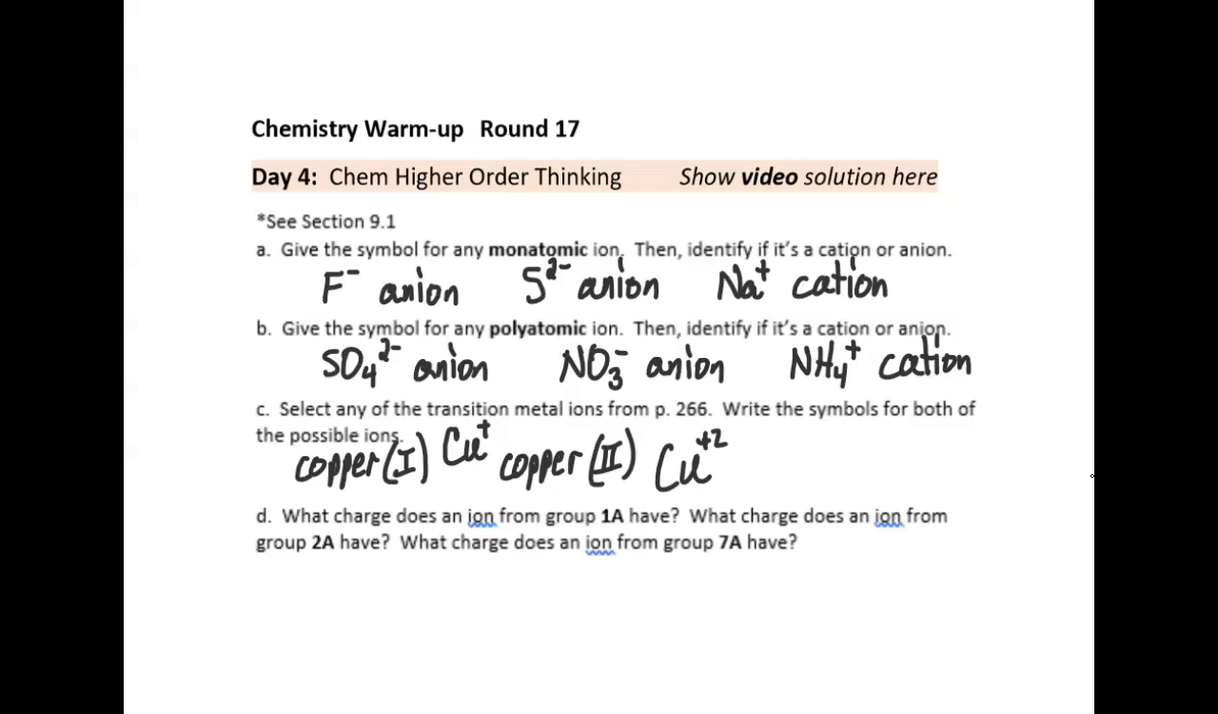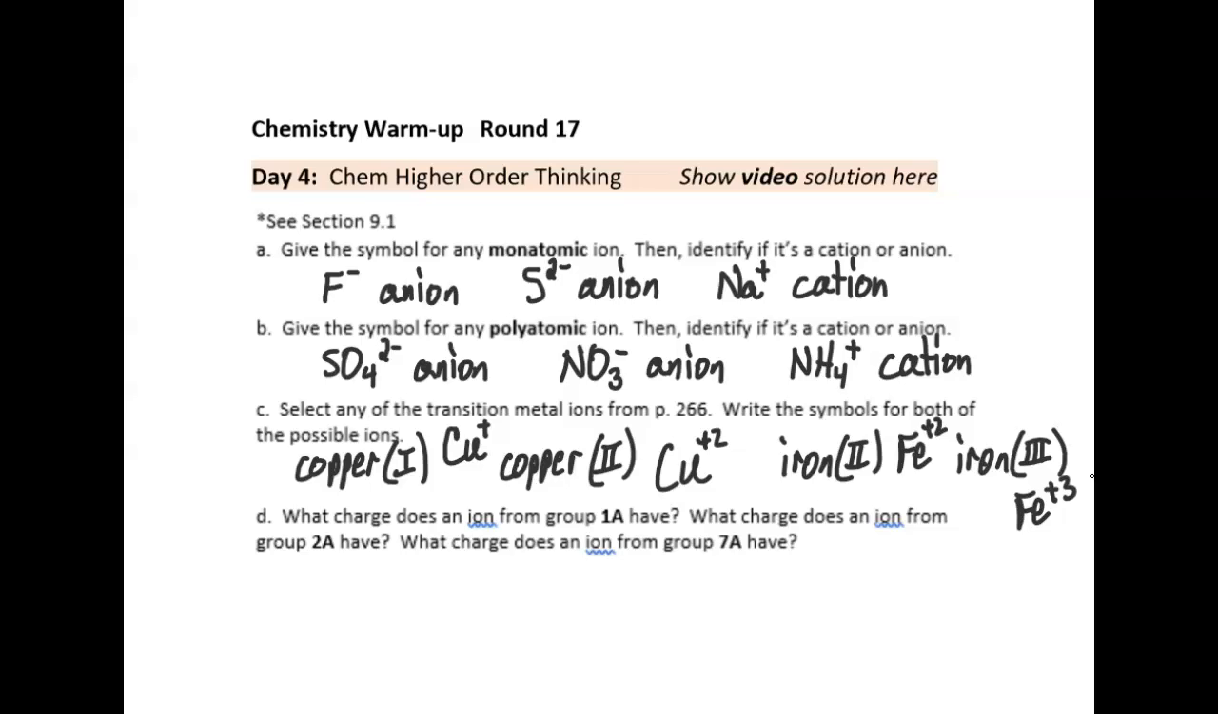Notice how the Roman numeral is indicating what positive charge there is. Here's one more example. Iron 2 and iron 3. The symbol for the iron 2 ion is Fe with a +2 charge. The symbol for iron 3 is Fe with a +3 charge.